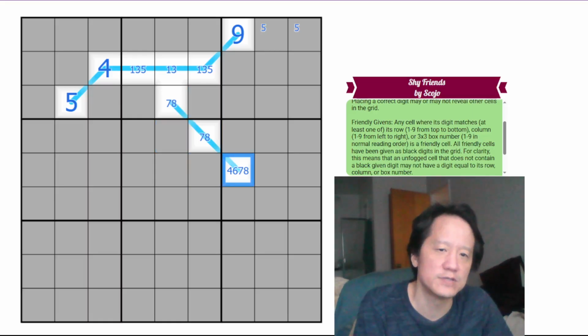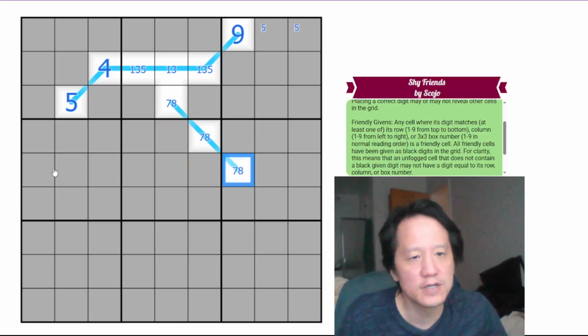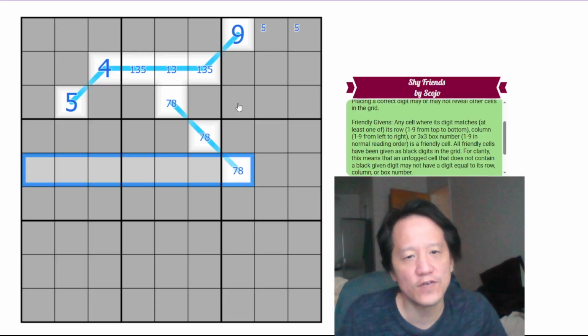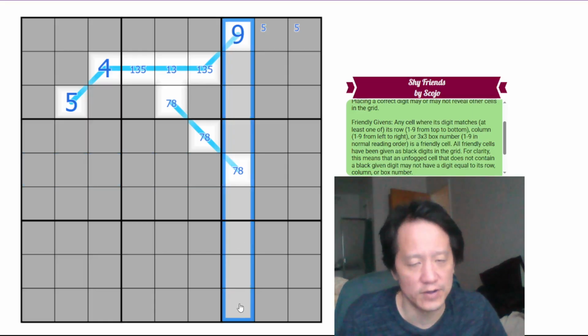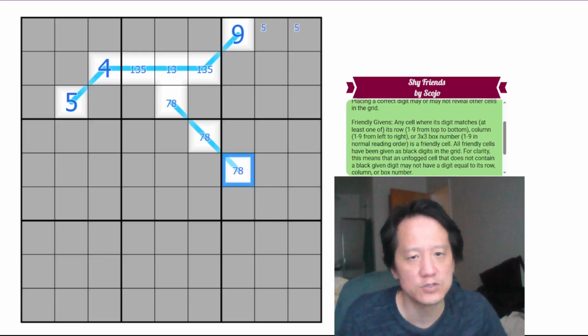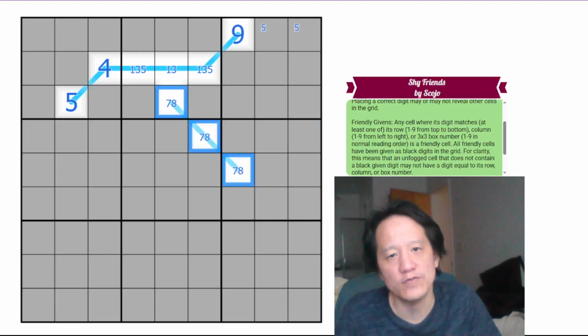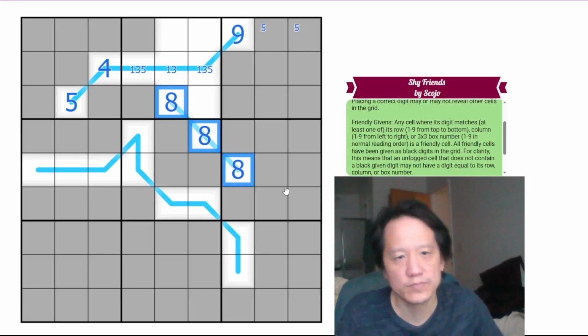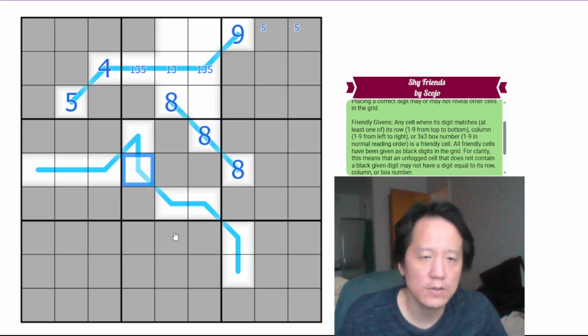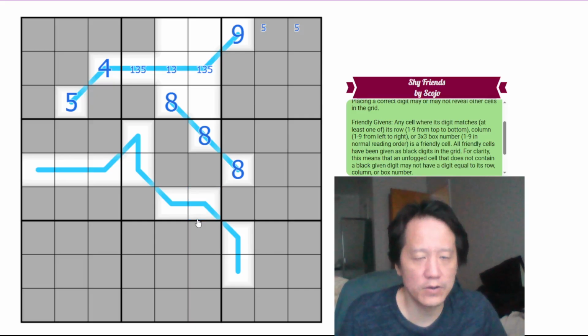These have to be the same thing. And this cannot match row 5, column 7, or box 6. So this must be 8. So all of these are 8.